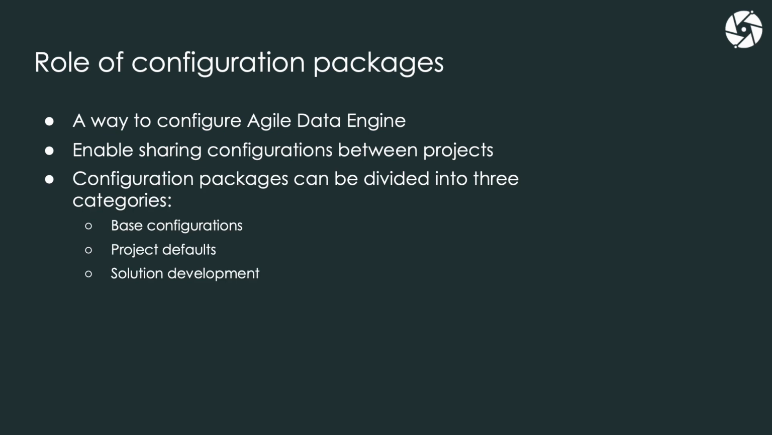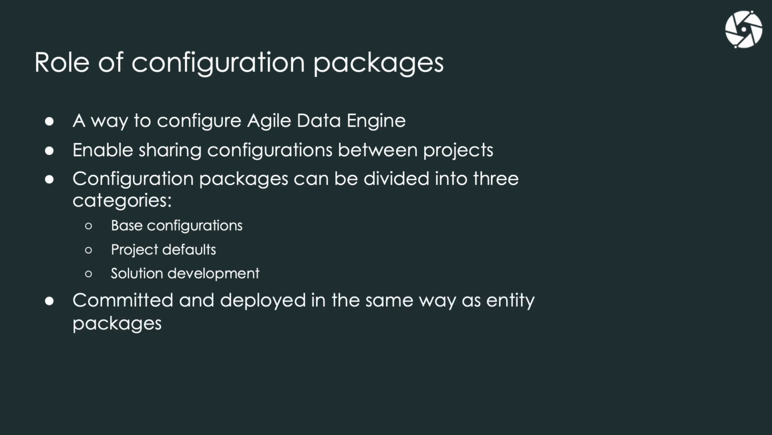Configuration packages are divided into three categories: base configurations, project defaults, and solution development. Configuration packages are committed and deployed in the same way as entity packages, and a fresh installation of Agile Data Engine comes with a pre-configured default set of configurations.